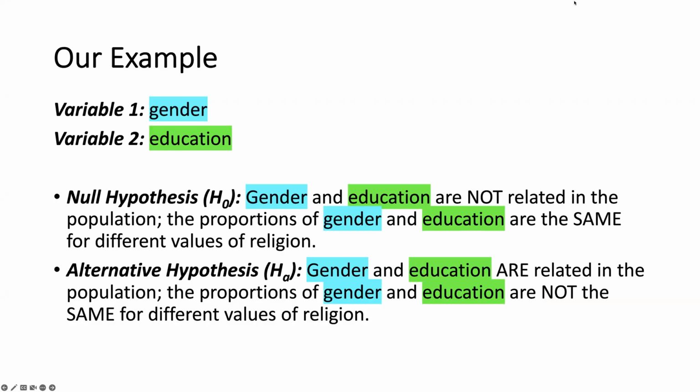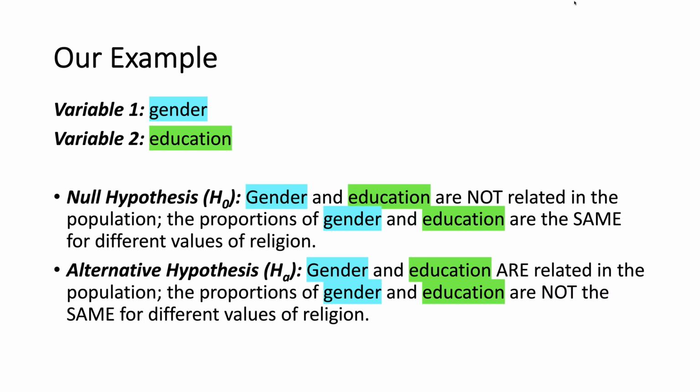Before I go into SPSS, just a reminder that our variables are gender and education that we're talking about. I'm using the same old good old Machiavellianism dataset that I pulled from Kaggle that has 500 responses. So we're looking at gender and education again. And we're going to start by talking about hypotheses.